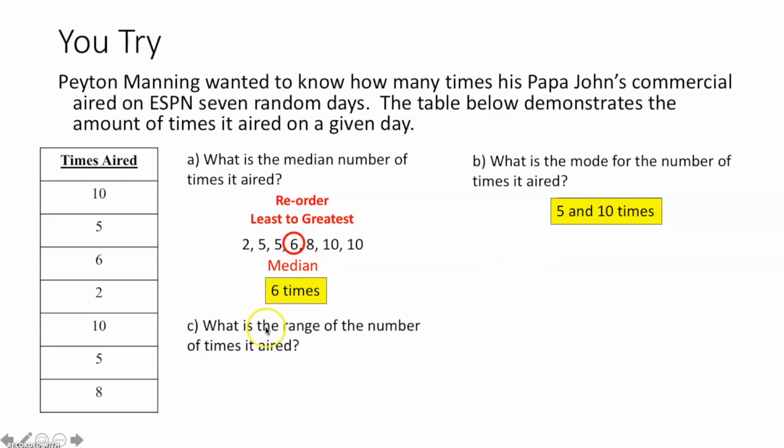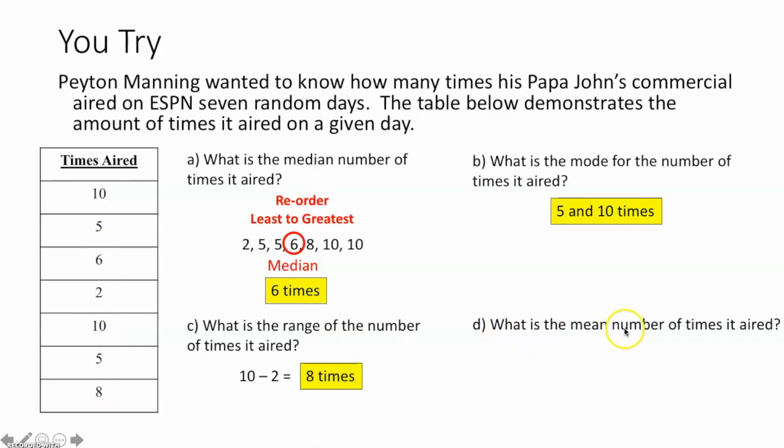Part C then says, what is the range of the number of times that it aired? So what's the greatest amount of times that it aired? That would be 10 times. What's the least amount of times that it aired? That would be 2. So we take 10, we subtract 2, and we get 8 times. So that is the range of your given data.